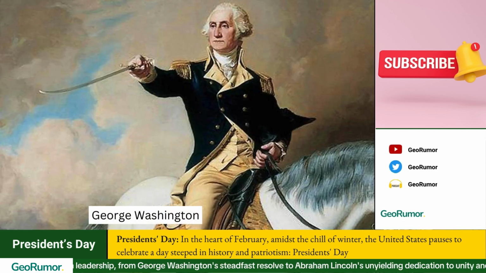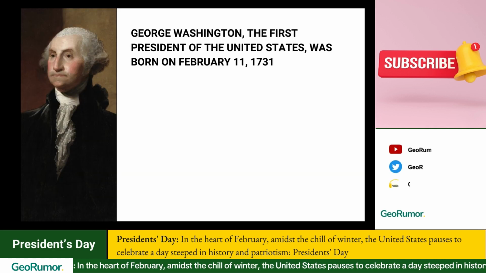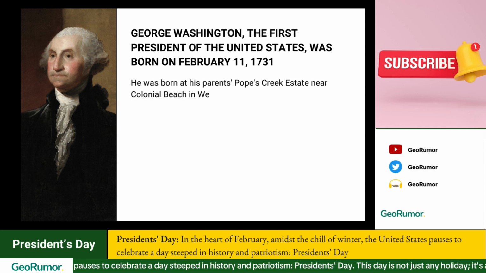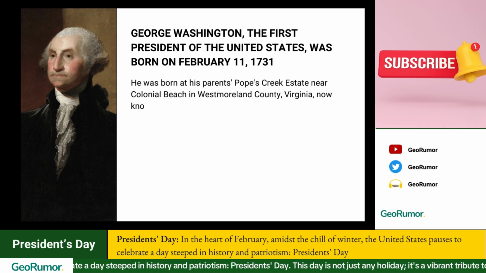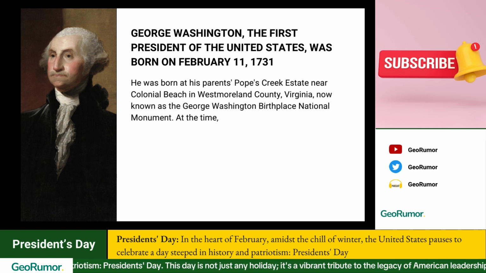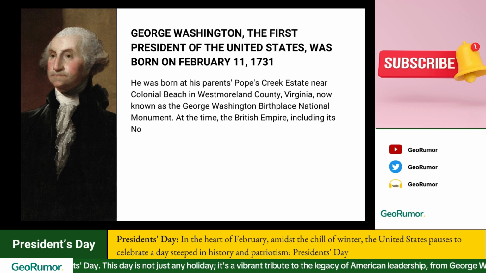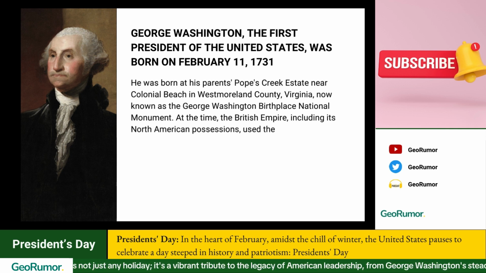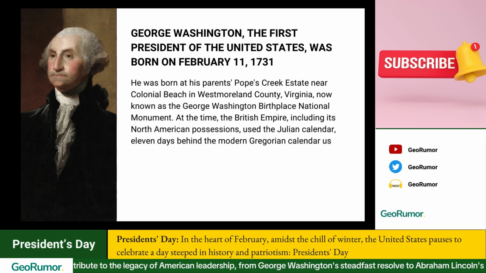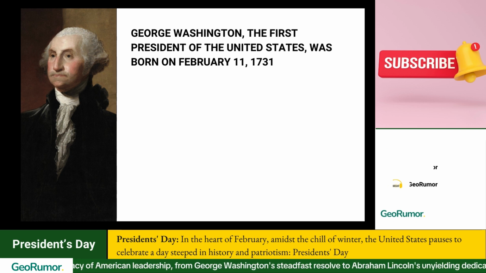George Washington, the first president of the United States, was born on February 11, 1731, Old Style. He was born at his parents' Pope's Creek estate near Colonial Beach in Westmoreland County, Virginia, now known as the George Washington Birthplace National Monument. At the time, the British Empire, including its North American possessions, used the Julian calendar, 11 days behind the modern Gregorian calendar used by Catholic countries.